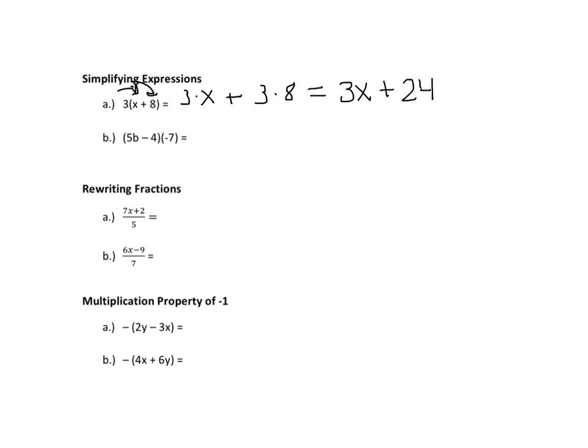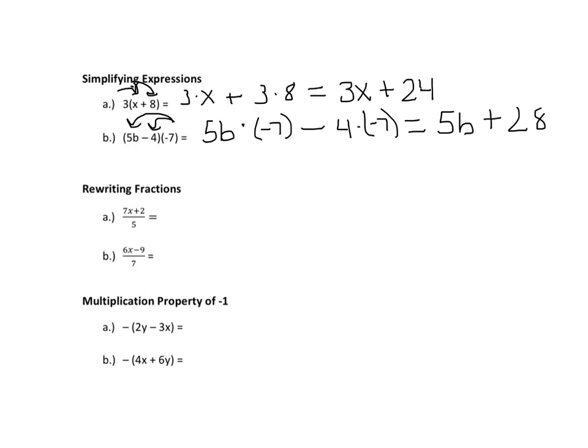Example B, we're going to distribute the -7, and it's also a subtraction problem. So we have 5b times -7 minus 4 times -7. We simplify, and we have 5b. And since 4 times -7 is -28, we have minus -28, which actually equals plus 28.